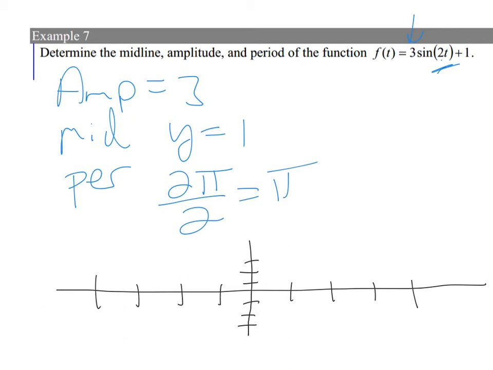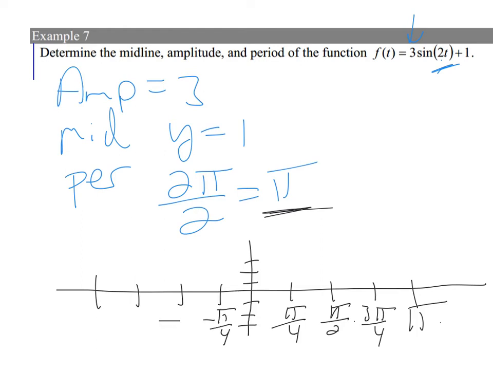I know that last line is pi, because that's the period. Half of that would be pi over 2. Half of that would be pi over 4. So remember, all I'm really doing is multiplying each of these by half. So 1/4 pi, 2/4 pi, 3/4 pi would be that last number. Now I'm going to go down here and just make them negative. Negative pi.